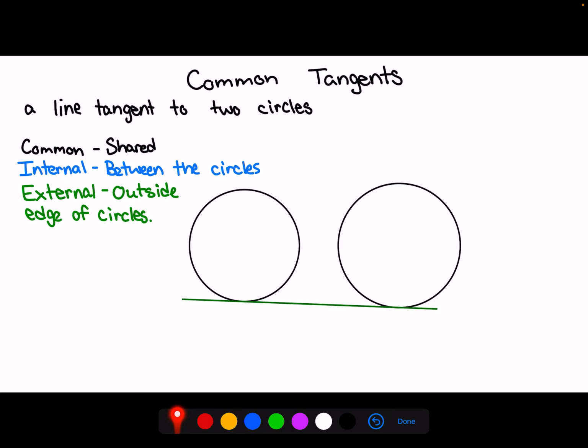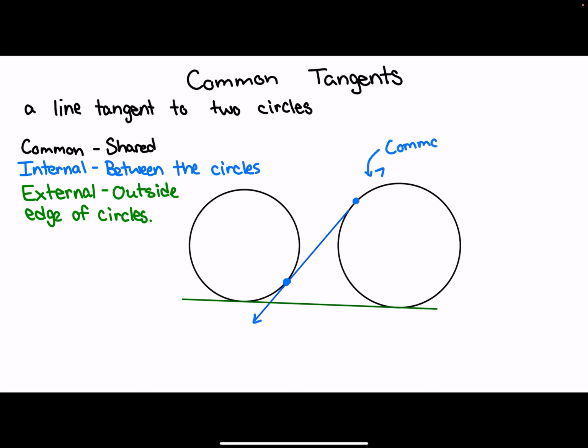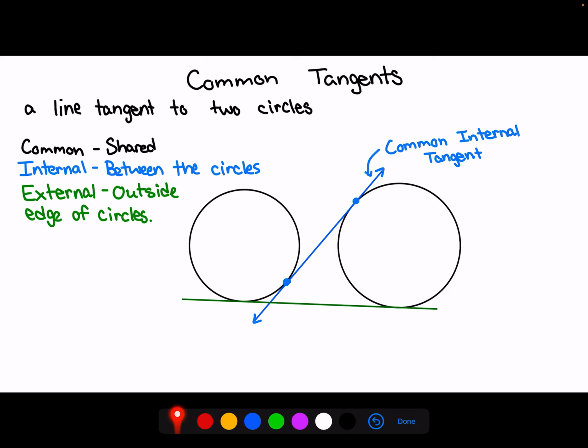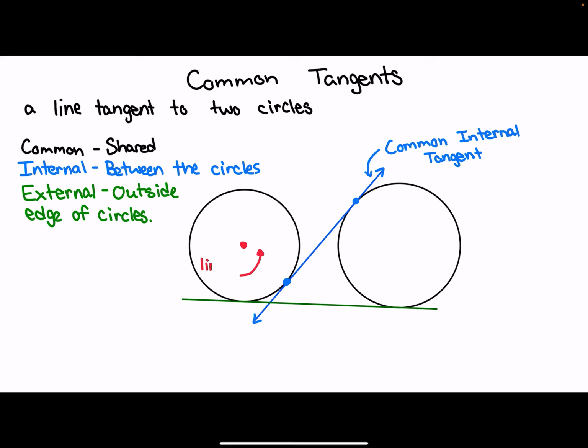So let's go ahead and start with our common internal tangent. Again, that goes in between the two circles. And as we can see, it's tangent to both of them, touches them at one single point. And further, it goes in between the two. The next one that we have is the line of centers. The line of centers is a line segment that connects the two centers of the circle. So if I have two centers here, the line of centers connects the two of them.